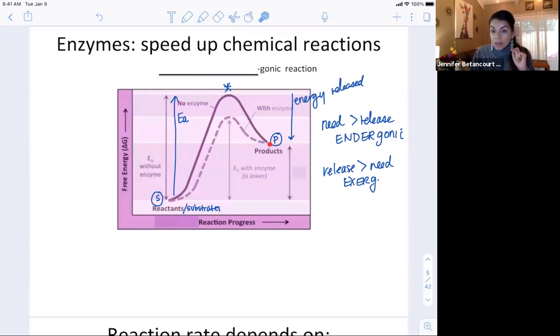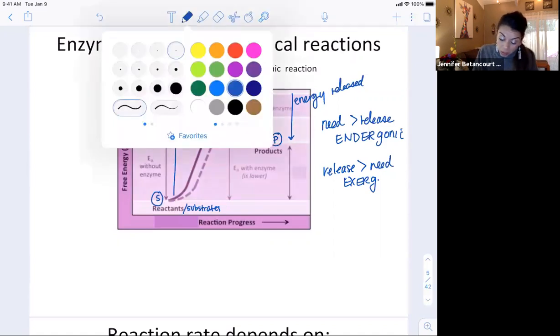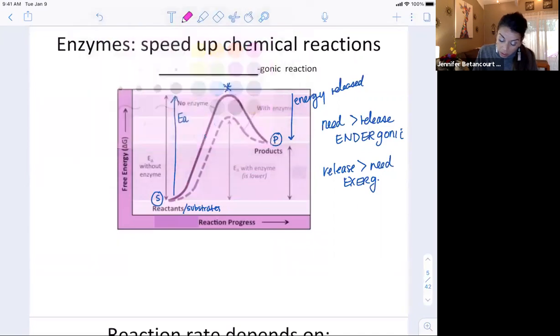But you can even see here that if we use, let's see, let's do pink. If you had the enzyme, so pink is gonna be the enzyme, you still need more energy than you're releasing. Okay. So enzymes do not change exergonic to endergonic. That doesn't happen. So this is an example of endergonic.